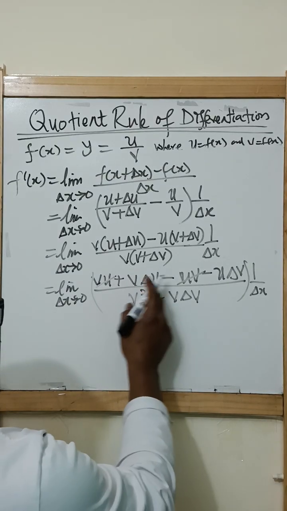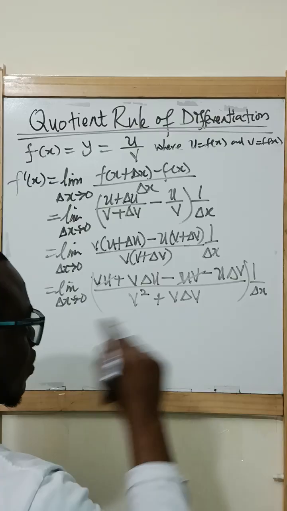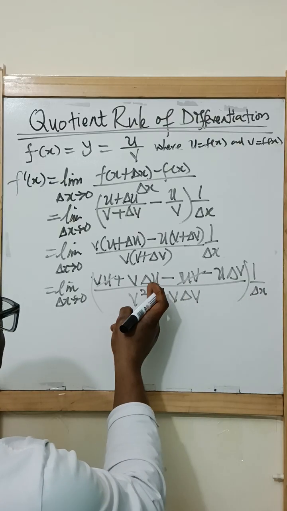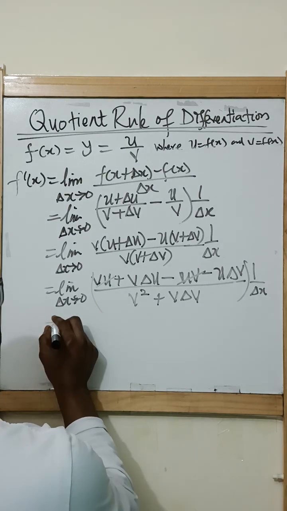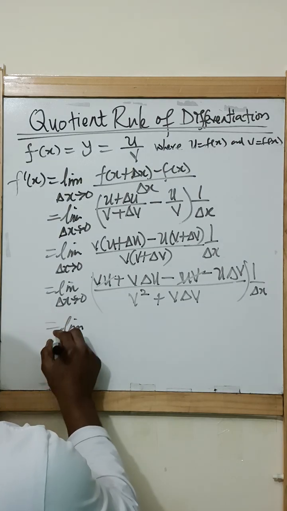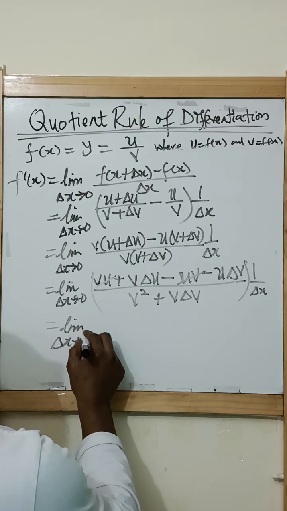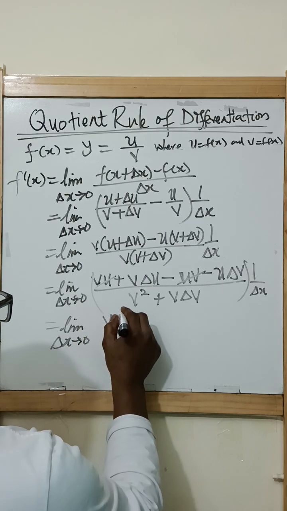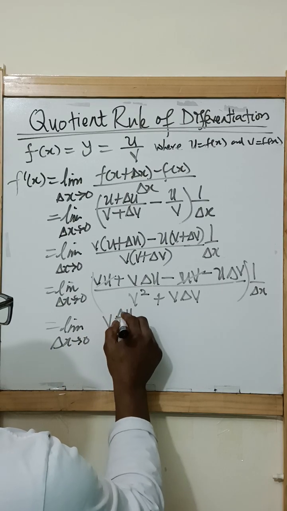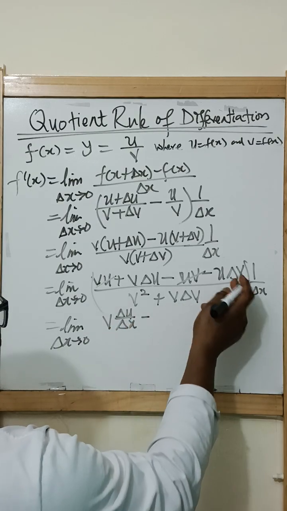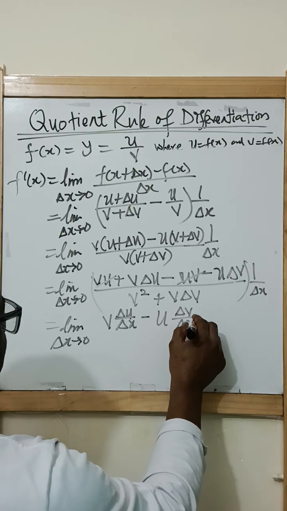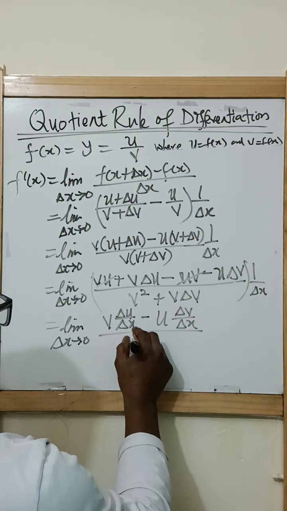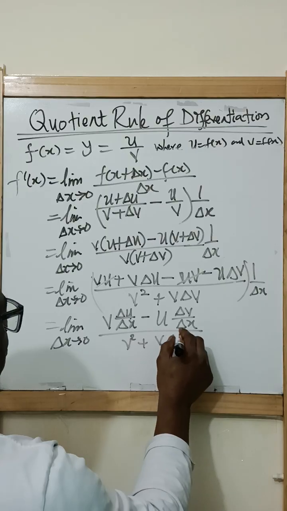Now the next thing is this one. We can use this delta x and put it under this and this, and nothing has been affected. So that will be v delta u all over delta x minus u delta v all over delta x, all over v squared plus v delta v.